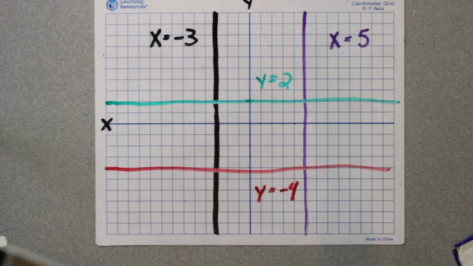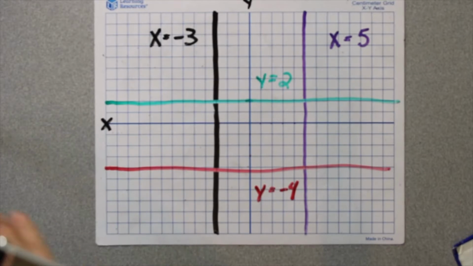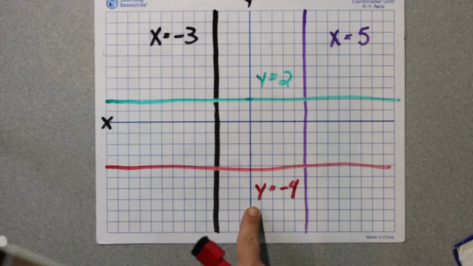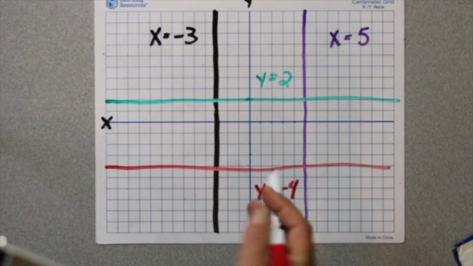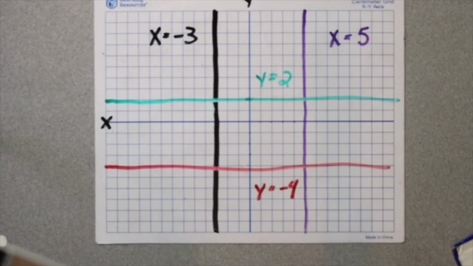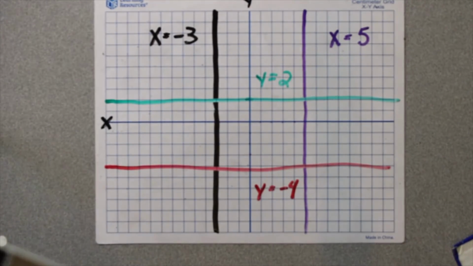So writing the formula for vertical and horizontal straight lines is pretty easy. If it is a horizontal line, going with the horizon, it's going to be y equals whatever it is. And then if it's a vertical line going up and down, it's going to be x equals whatever it is.